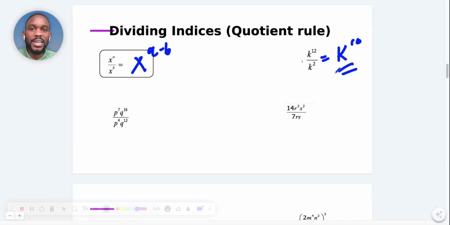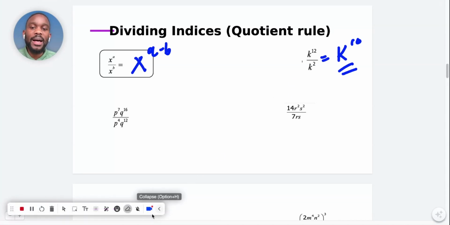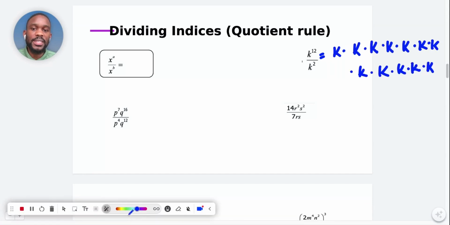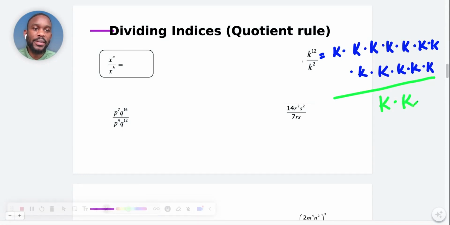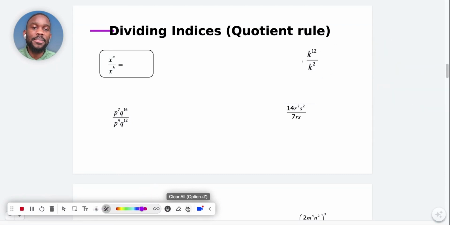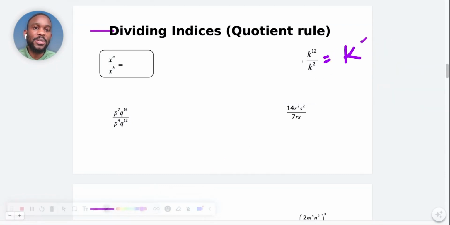But let me show you how it comes about, right? So if I'm having k to the power 12, this is the same as having k times k times k 12 times. Divide by k squared, which is k times k. So what happens is this k will cancel with this k, and this k will cancel with this k, right? And how many k's will be left? So k to the power 10 will be left. So that's where it's coming from. If you're dividing indices of the same base, simply subtract the powers. So this will be k to the power 12 minus 2. This will be k to the power 10.